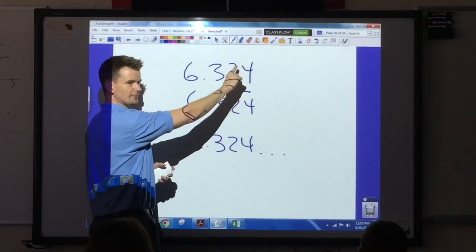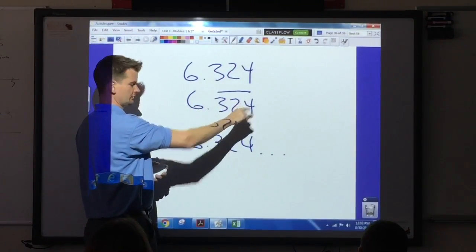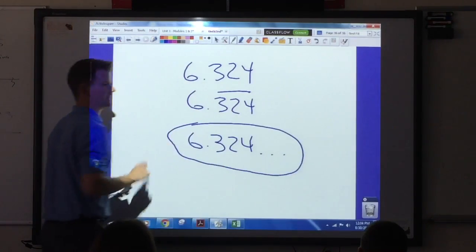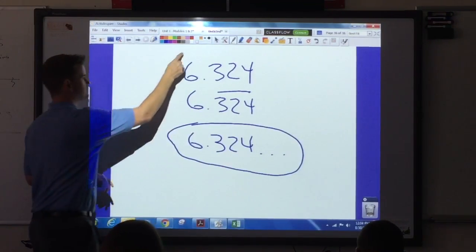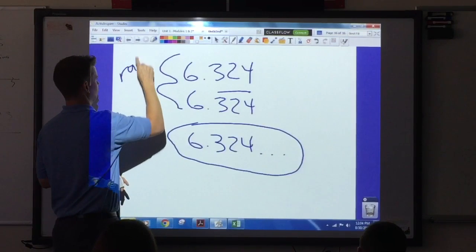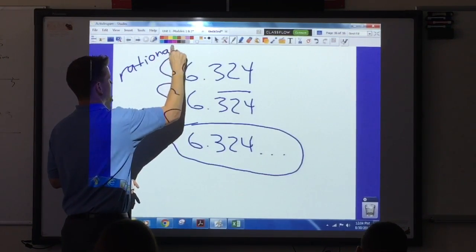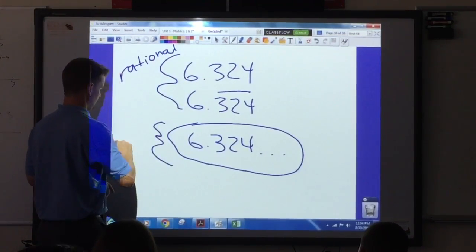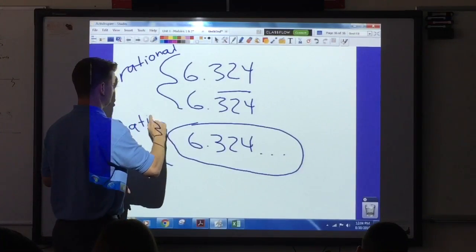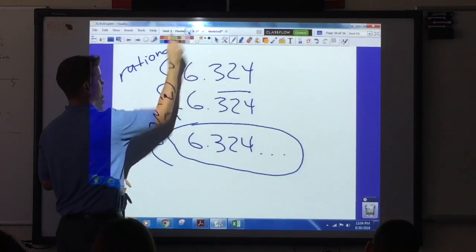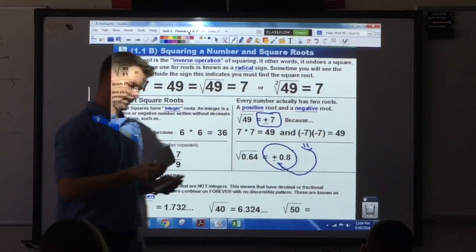What type of decimal is that? Terminating. And this one goes on and on forever without terminating or repeating. These are both rational. We'll talk about number types in the next lesson. But this would be irrational. You have to know the distinction between the two, which we really get into more next time.